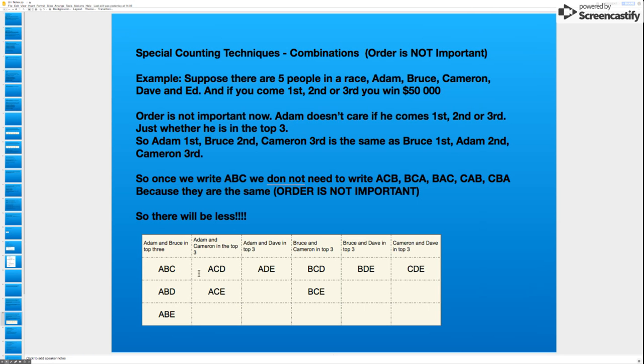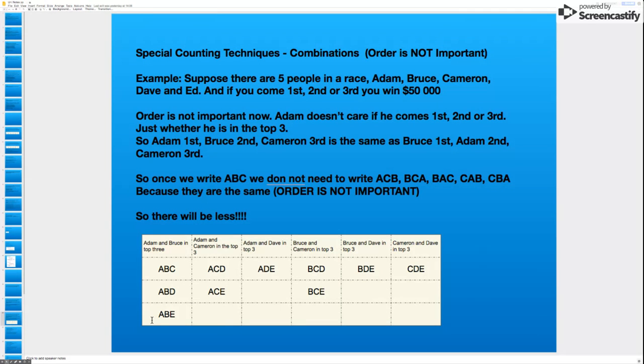And that's it. Let's suppose Adam and Cameron finish in the top 3. We don't need to write Bruce here. He's already been done over here, Adam, Bruce, and Cameron. So with Adam and Cameron, there's only 2 left: Dave, Adam, Cameron, Ed. And again, if Adam and Dave are 2 of the 3 people, then you don't have to write Adam, Dave, and Bruce. It's here. You don't have to write Adam, Dave, and Cameron. It's here. So the only one left is Adam, Dave, and Ed. And suddenly there is a lot less.